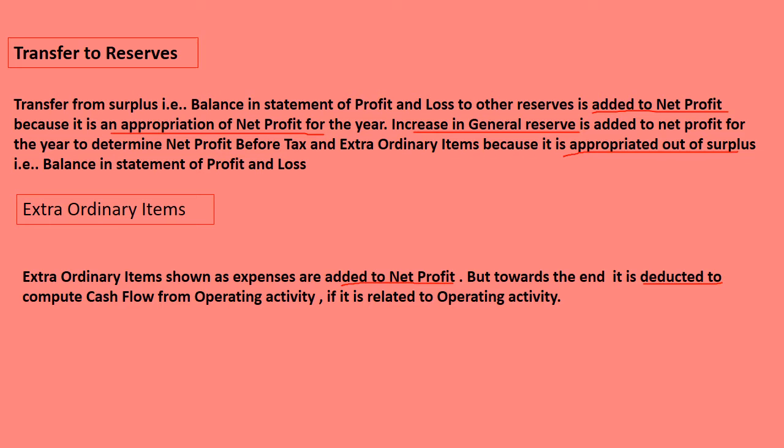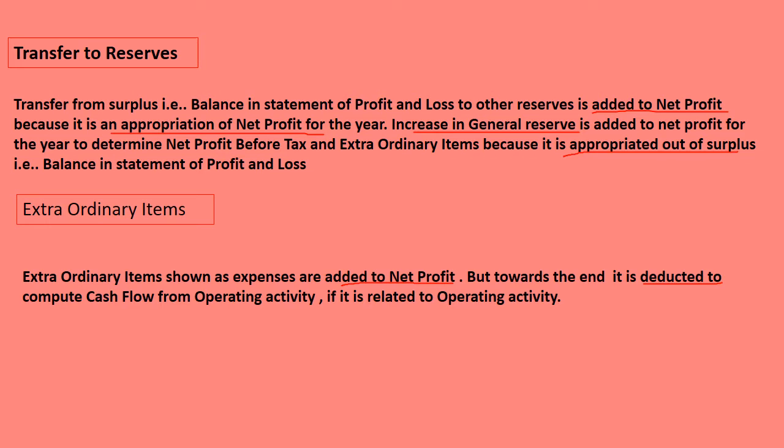Reserves are created from the surplus, that is the balance in the statement of profit and loss. The transfer from surplus to other reserves is added to net profit because it is an appropriation of net profit for the year. When we transferred the amount to the reserves, it had decreased our net profit, although it was an appropriation, so we have to add it back.